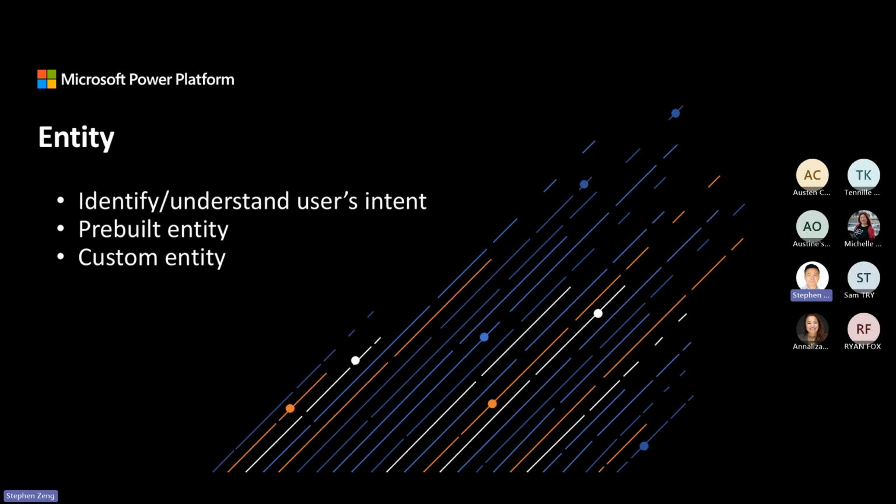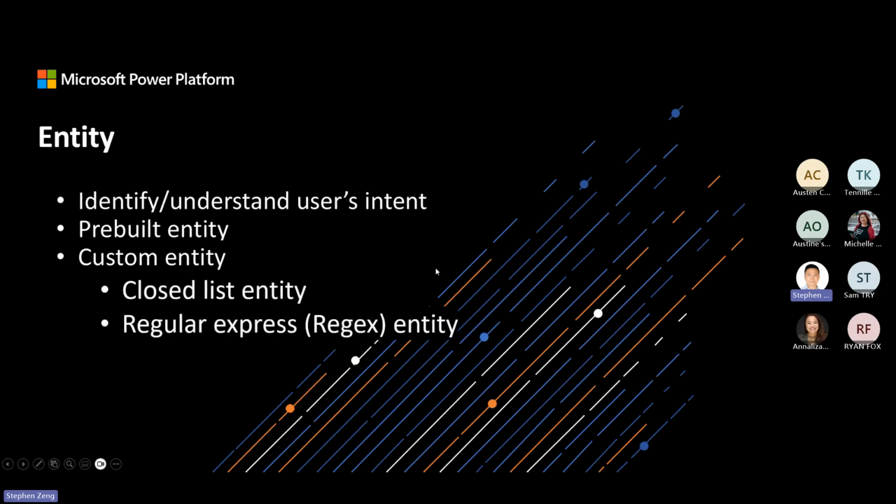There are a bunch of pre-built entities when you create a Copilot, and if there are any extra entities that you need, you can create your own custom entity. For a custom entity, you can create two types. One is a closed list entity, and the other one is a regular expression type entity.